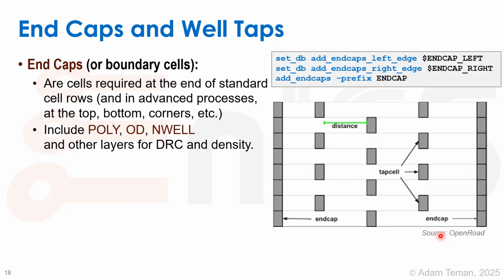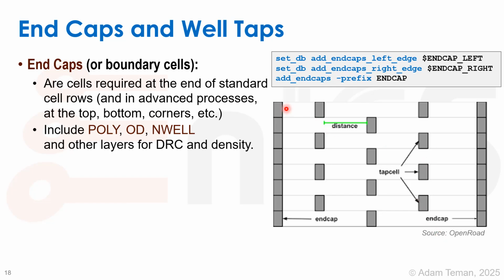End caps and well taps. So end caps or boundary cells are cells that are required at the end of standard cell rows. In advanced processes, we have different cells like this at the different places like top, bottom, and the corners, etc. And these include poly, OD, NWEL, and other layers that are needed for DRC and density.